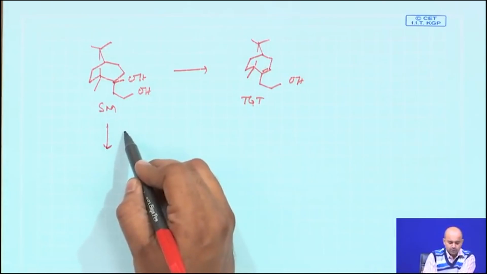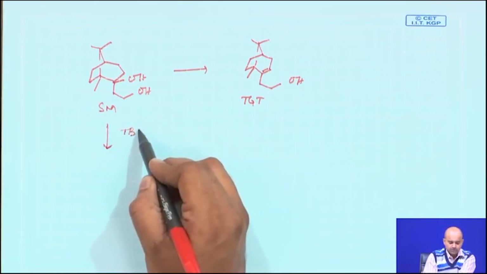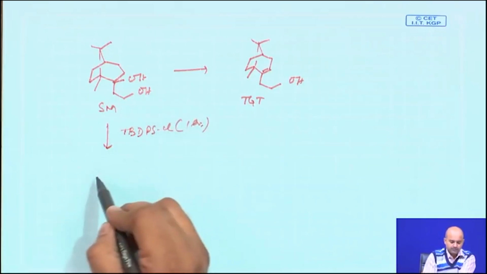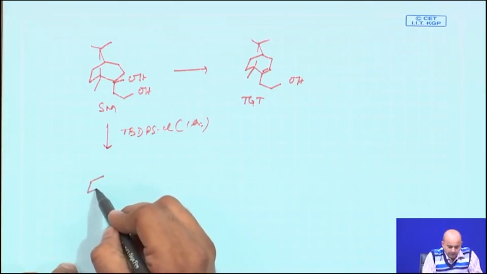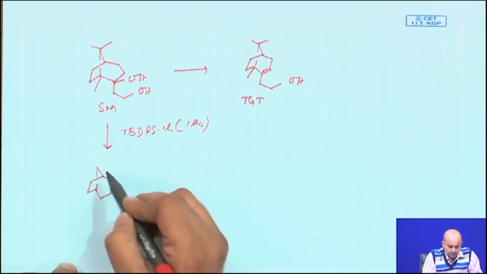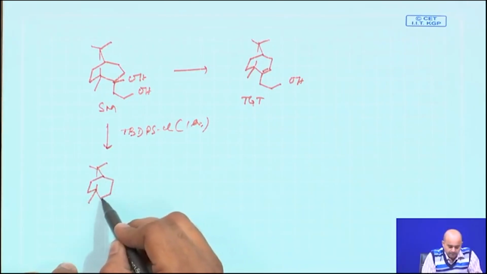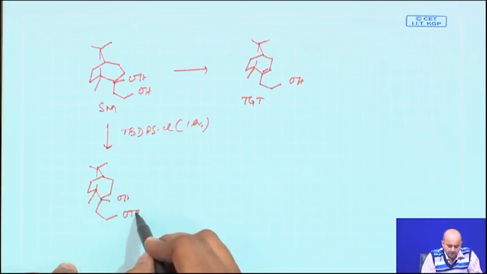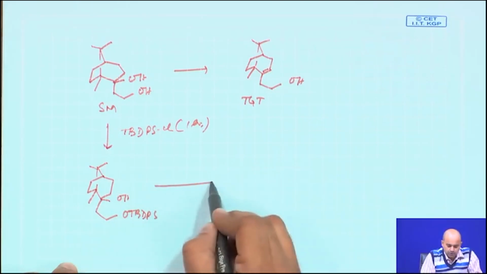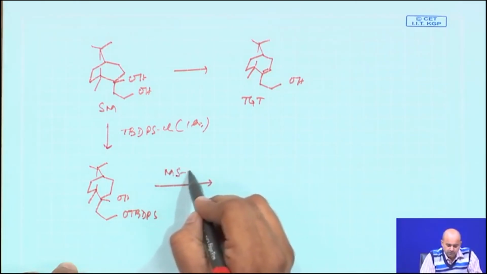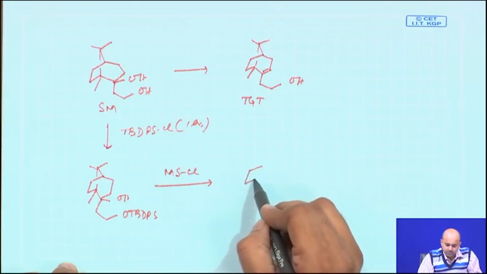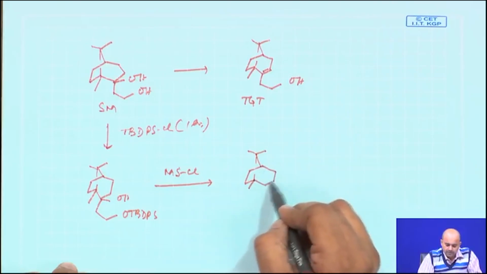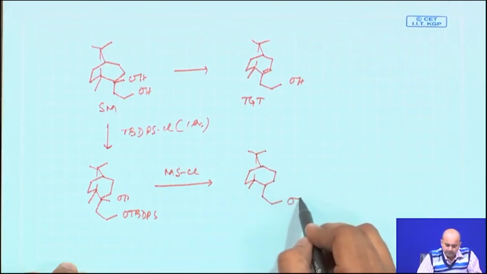The best way is to protect with a bulky protecting group, TBDPS-Cl, one equivalent definitely, and then what you will have is this OH and this CH2CH2OTBDPS. Now, this tertiary alcohol you need to touch. First convert this tertiary alcohol to the corresponding mesylate, because mesylate derivatives are easy to eliminate, right.